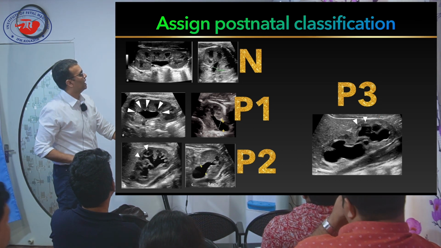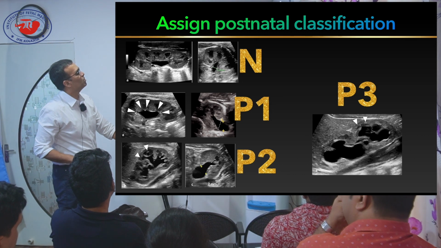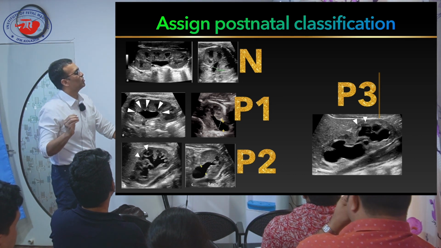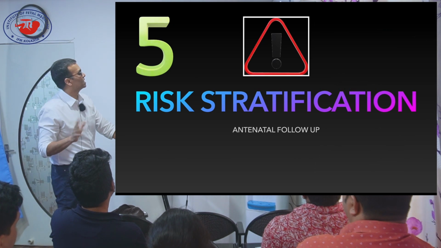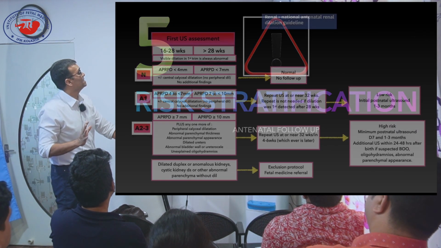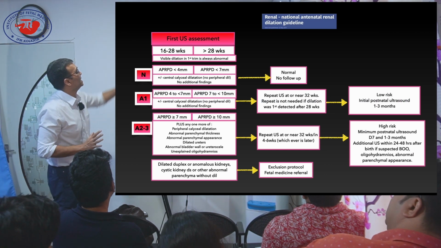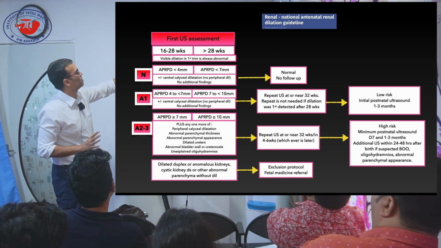And then there are parenchymal changes in the form of thinning, or in the form of echogenicity, or in the form of multiple cystic changes. So this is postnatal classification. Now these are the risk stratification. If it is within the normal range, we need not worry, normal follow-up.